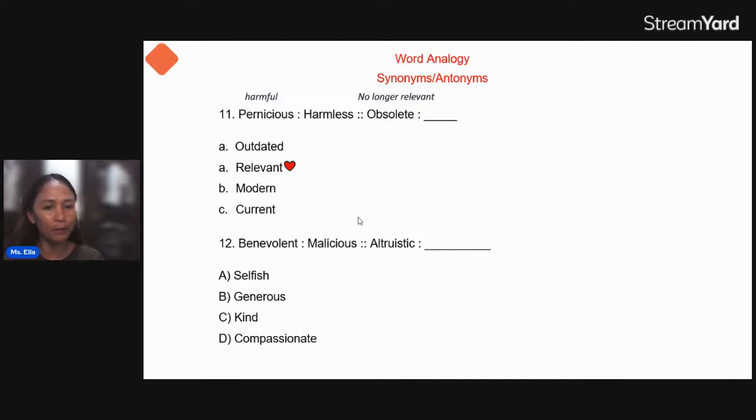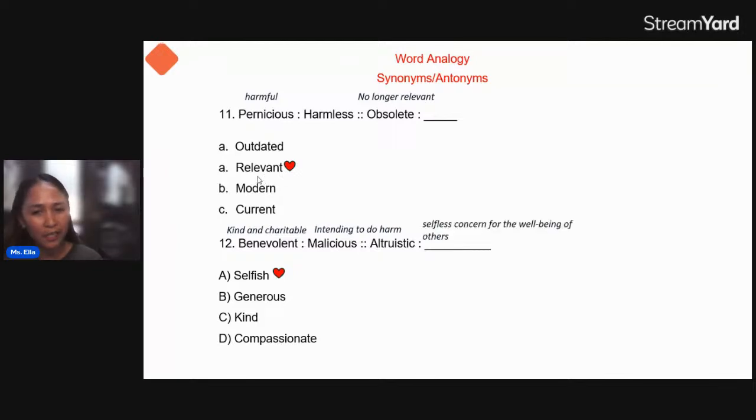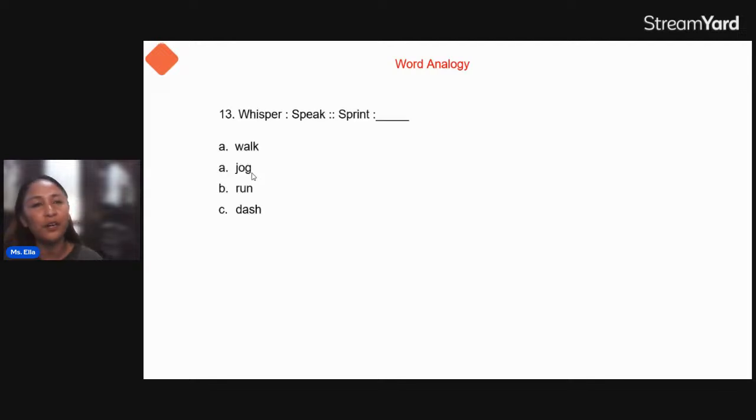Okay, so for number 12, the correct answer is letter A, selfish. Why selfish? So benevolent means kind and charitable, right? Well, the opposite of it is intending to do harm. So the opposite of kind means you do harm to others. Now, altruistic here means you are selfless. So selfless concern for the well-being of others. You are not selfish. That means the opposite of altruistic is selfish. Letter A. Very good.